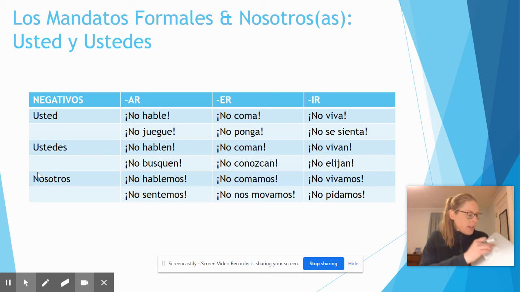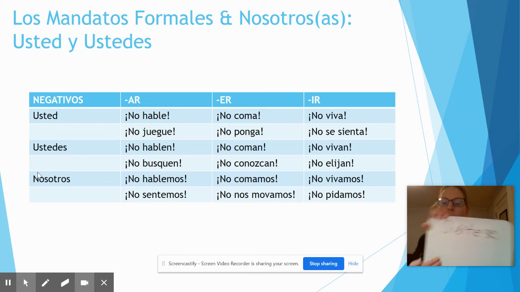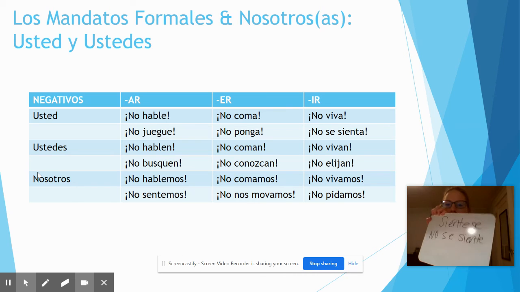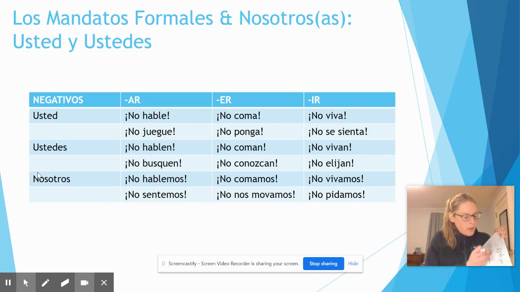Oh goodness, I didn't add the pronouns on here. So with the pronouns here, if you had, like, for instance, going back to sentar. So sentar, an AR verb. If I'm saying in usted form, siéntese. That's usted. To make it negative, you just put the se before. No se siente.